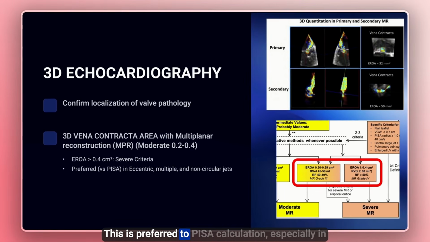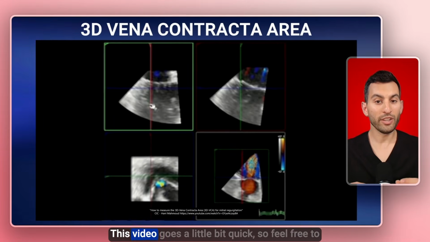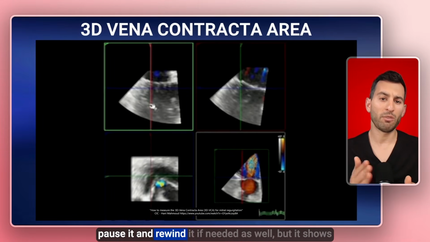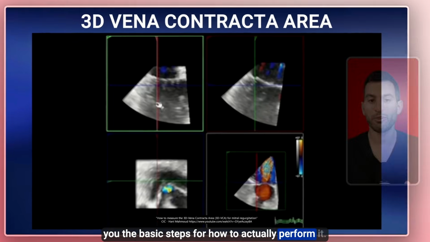This is preferred to PISA calculation, especially in jets that are eccentric, multiple, or non-circular, and it's easy, it's quick, and it's reproducible to perform. I want to go over a specific example of how to actually perform 3D vena contracta area. This video goes a little bit quick, so feel free to pause it and rewind it if needed as well, but it shows you the basic steps for how to actually perform it.